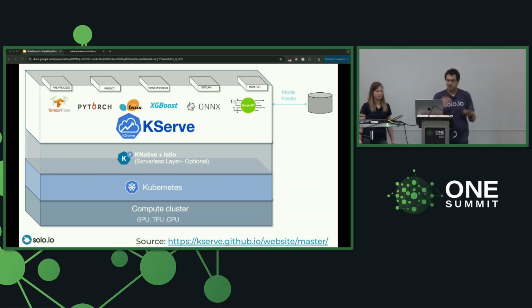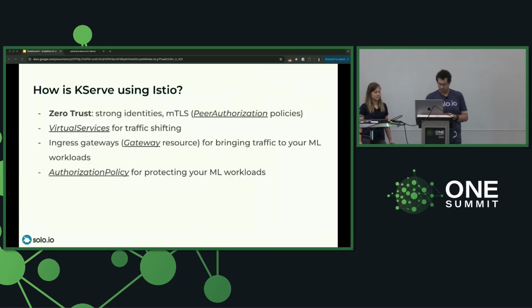So compute can be your GPU, TPU, CPU, doesn't really matter. You have different nodes in the cluster. They're connected together with Kubernetes. Kubernetes is orchestrating that. On top of that, you have the Knative plus Istio layer, which is the so-called serverless layer that they have. And then KServe on top of it that supports all these different model frameworks. And you can do pre-processing, predicting, post-processing, explaining, and then monitoring the traffic that goes through. So how is KServe using Istio?